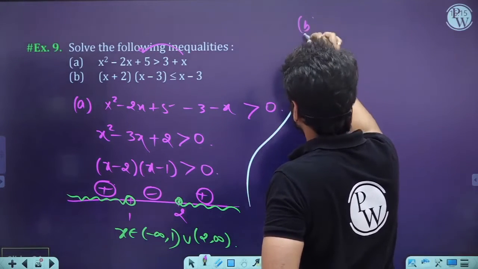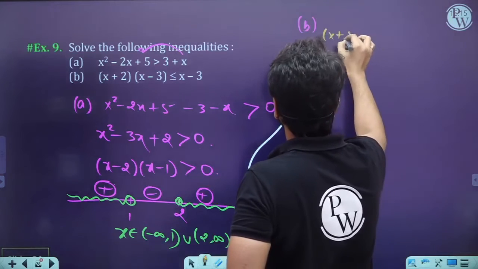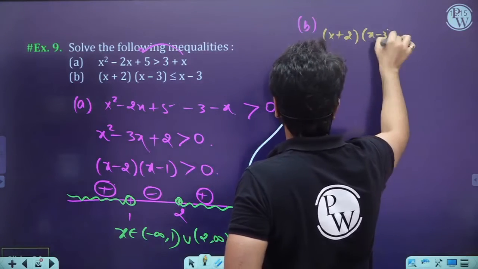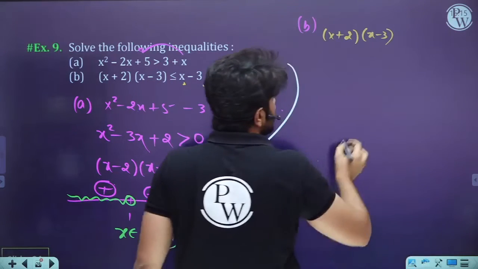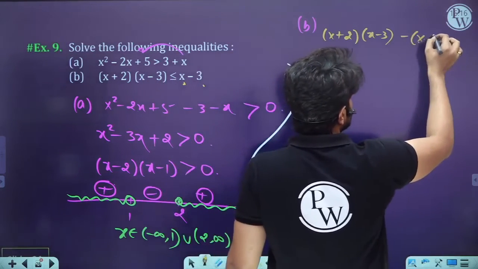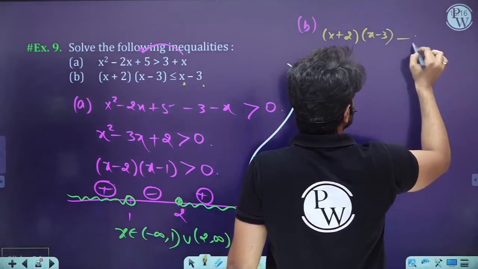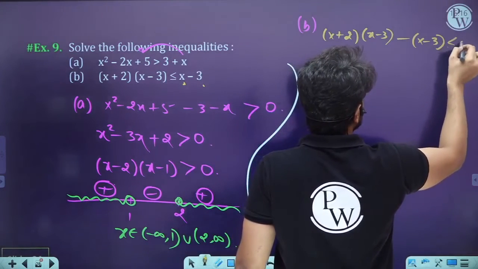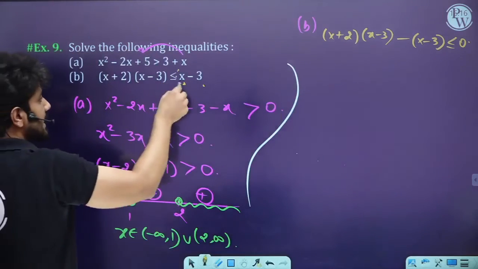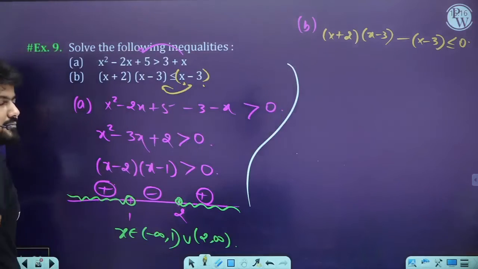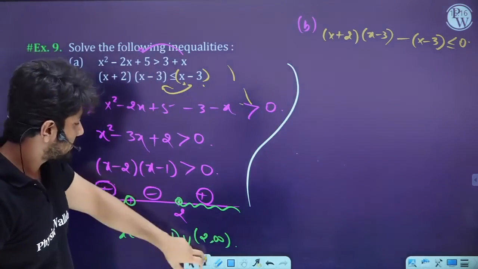Okay, in the part B. So here we have x plus 2, then we have x minus 3, and then I'm bringing the factor of x minus 3. Bring this entire term to the left. So minus x minus 3 less than or equal to 0. Okay, this is what happens. You are bringing this x minus 3 factor to the left. So x minus 3 will become minus x minus 3, minus of this thing.